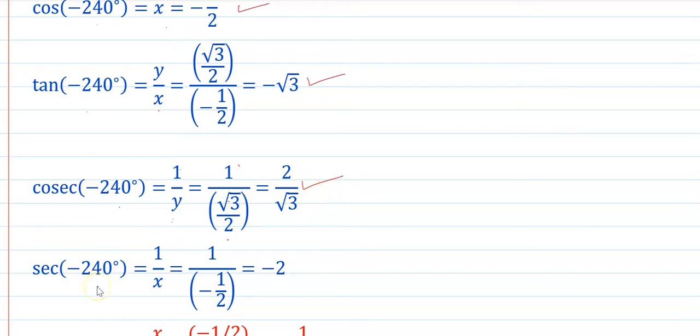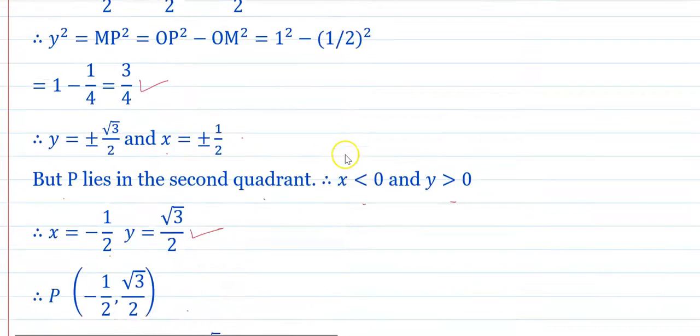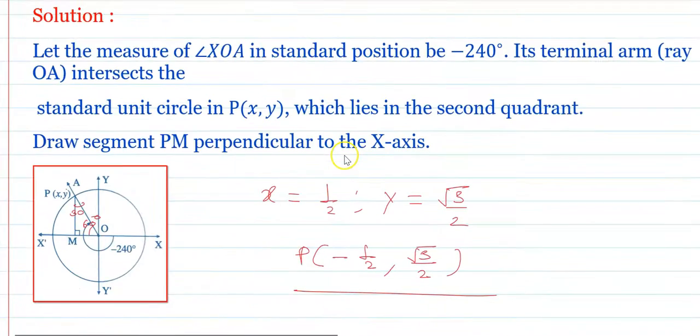Sec of minus 240, 1 upon x. The value of x is minus 1 upon 2, so that is 1 upon minus 1 upon 2. Again taking the reciprocal, it is minus 2. Next is cot of minus 240, x upon y. X is minus 1 upon 2 and y is root 3 by 2. 2 gets cancelled and you will get minus 1 upon root 3. In this way, these are the trigonometric functions of the angle minus 240 degrees.